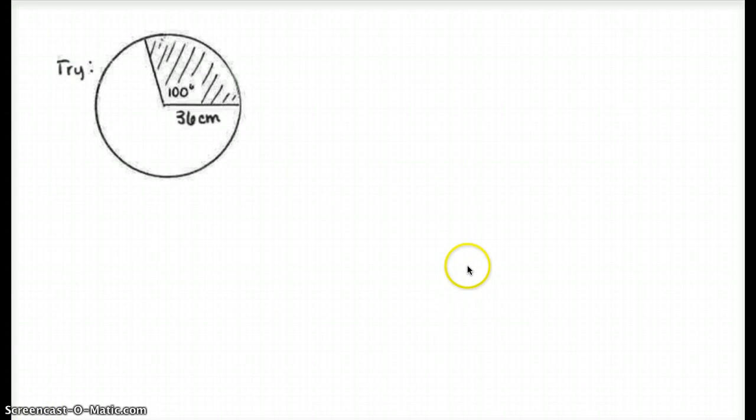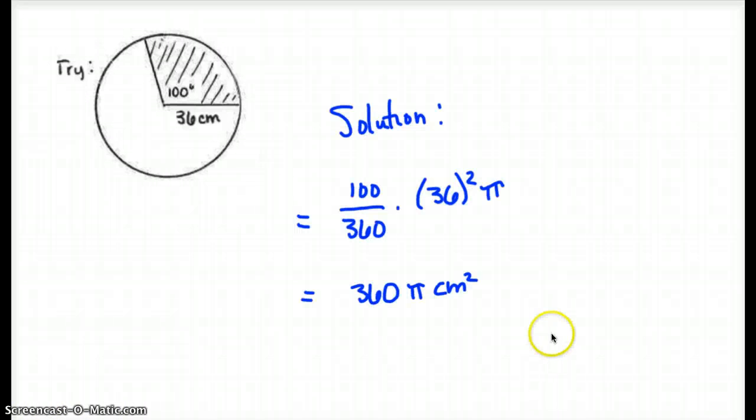Here's one for you to try. Why don't you pause the video while you calculate the area of that shaded sector? Welcome back. Here's a solution to the problem. Did you get it right?